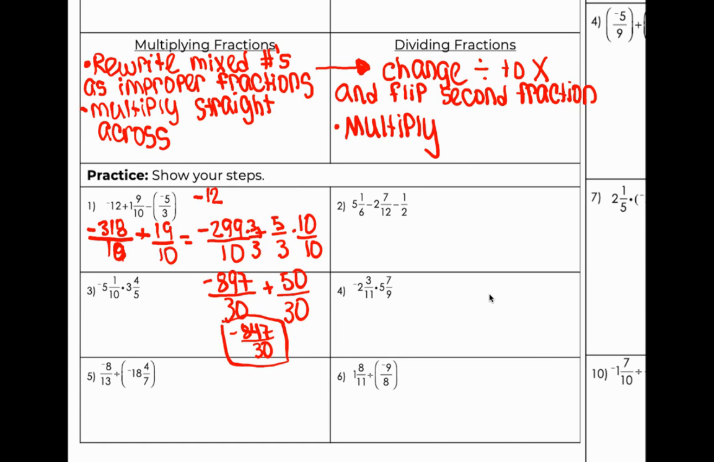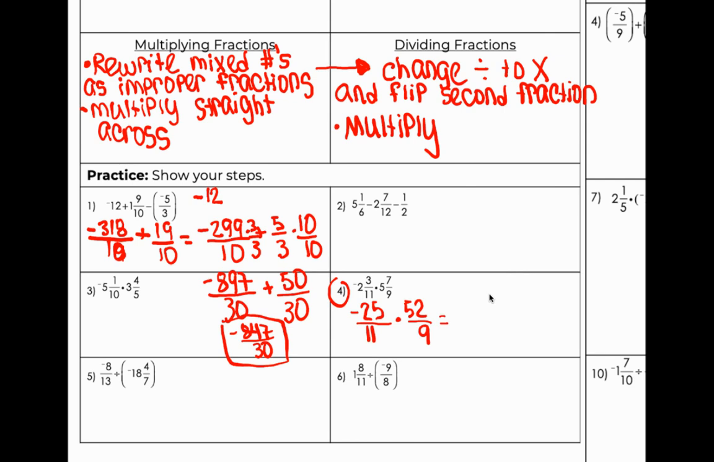Okay, let's try number 4. Would be a good one to try. So on number 4, we're going to need to go ahead and simplify. So negative 2 times 11 is negative 22, plus 3 is negative 25. So that's negative 25 over 11 times 5 times 9 is 45, plus 7 is 52. So then you'd have to go ahead and simplify this.